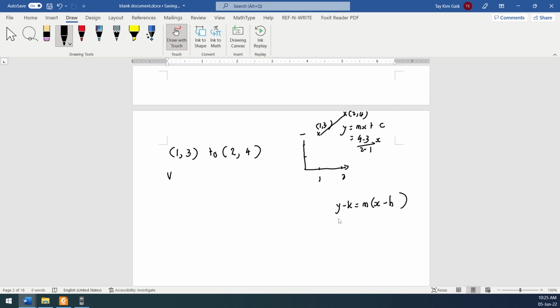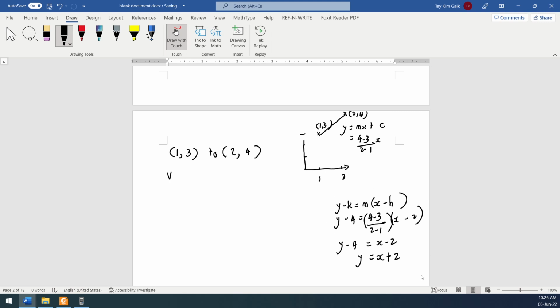Using how you find linear equations, I can take y minus the ending point, which is 4. M is the slope, which is 4 minus 3 divided by 2 minus 1. I choose h as the ending point, which is 2. So you get y minus 4. The slope is actually 1, since 4 minus 3 is 1 and 2 minus 1 is 1. So it equals x minus 2, or y equal to x plus 2.